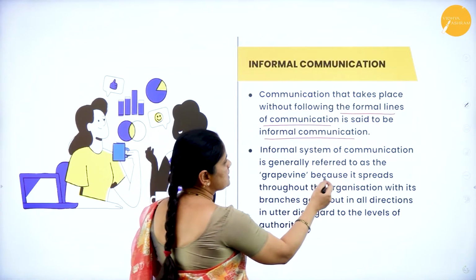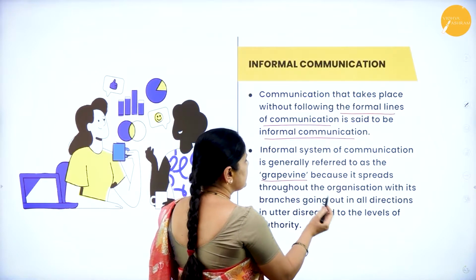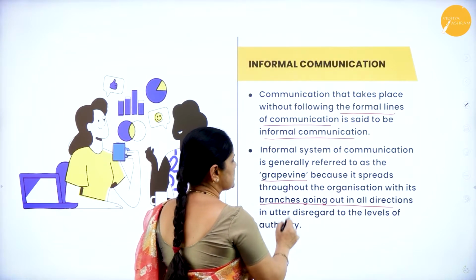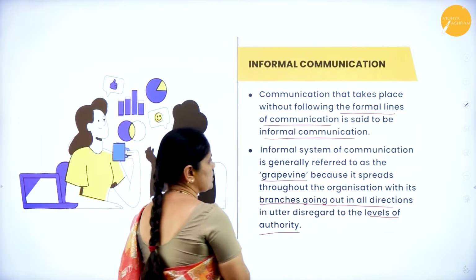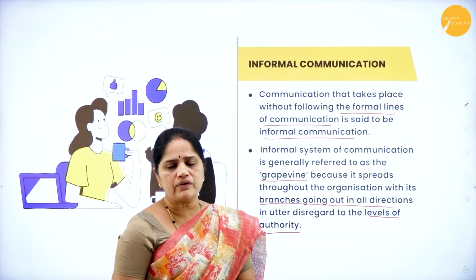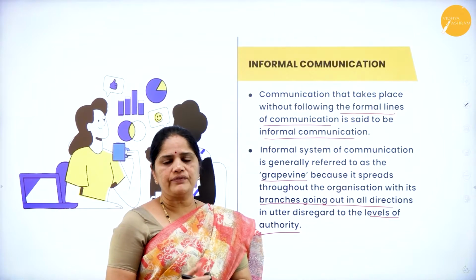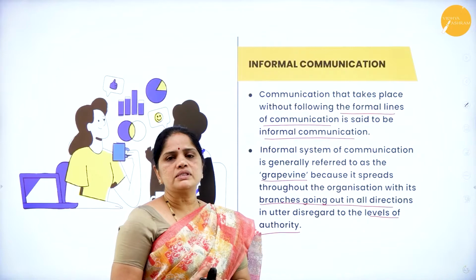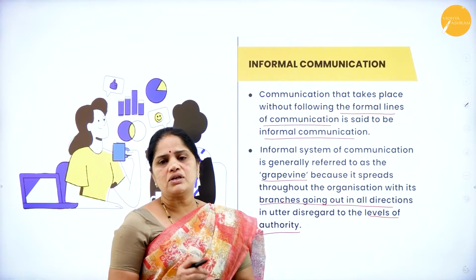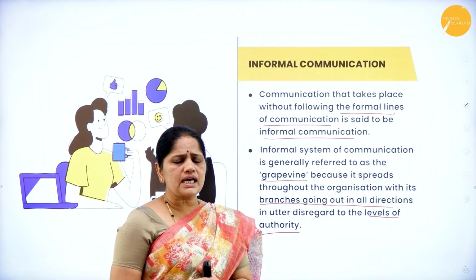So, the informal system of communication is generally referred to as the grapevine because it spreads throughout the organization with its branches going out in all directions, in utter disregard to the levels of authority. This is a type of communication which has evolved because of the necessity of the informal members of the group. Whenever they want to communicate with the members of the group, they will use this sort of informal communication. There are no formal channels of communication here, and the members can discuss freely whatever they want.